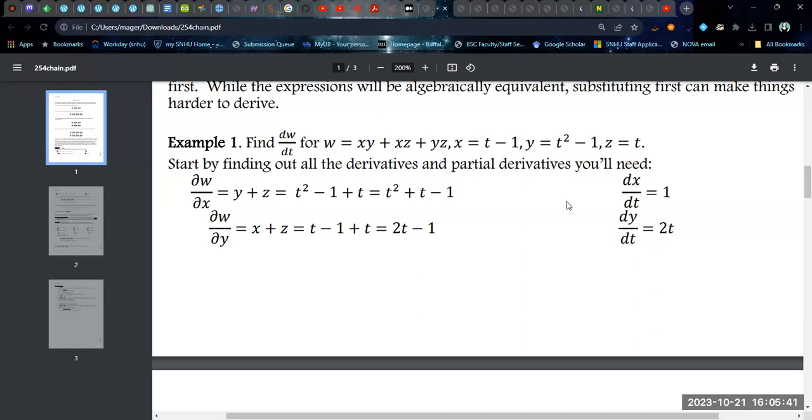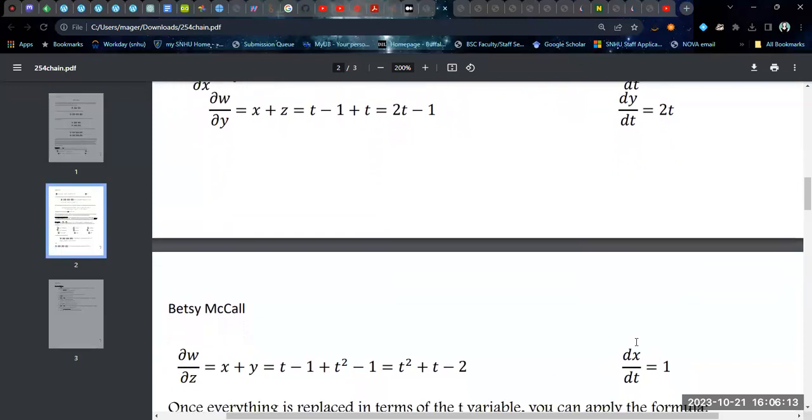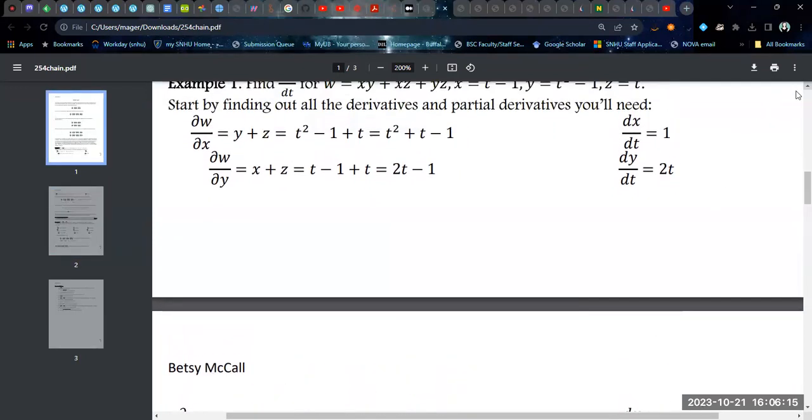Now, I find it helpful to make a nice table out of this data so that it's easier for me to work with and make sure I pull in all of my components and not forget things. So the partial derivative of w with respect to x and the partial derivative of w with respect to y, I put those in one column, and then the partial derivative of x with respect to t and the partial derivative of y with respect to t, I put in another column. And again, the z is also there, but it's folded over onto the next page.